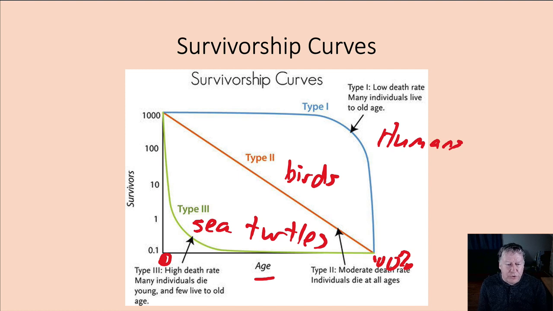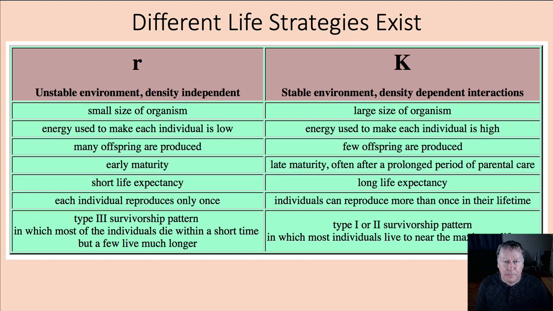What you'll see if you start looking at species is that evolutionarily there are different life strategies. And these life strategies can be broken down very roughly into 2 categories, what we call R-selected species and K-selected species. R-selected species, if you remember right, R is all about growth. R was the per capita growth rate. K was all about carrying capacity.